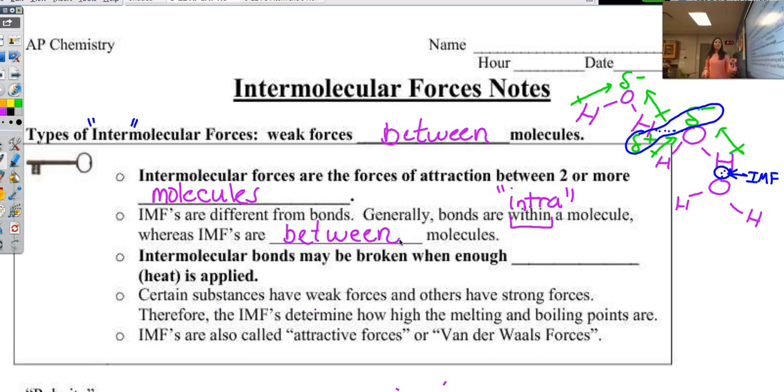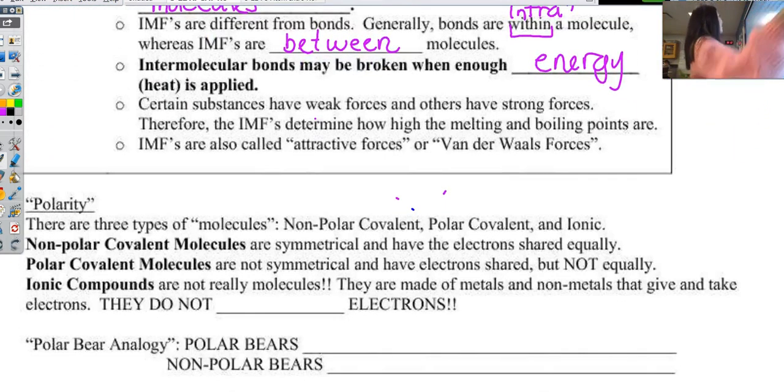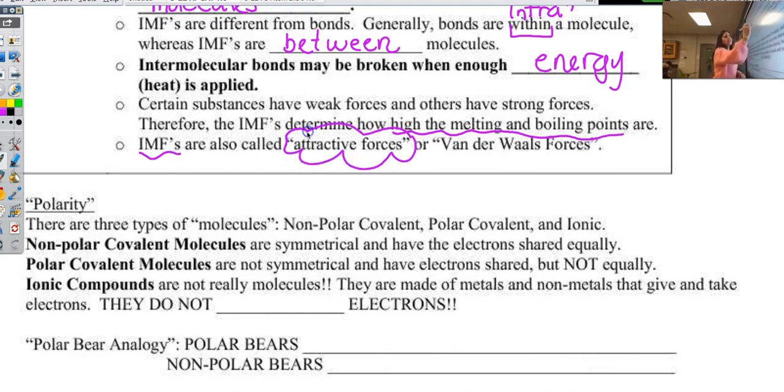Intermolecular bonds may be broken when enough energy is applied. So we know we need energy applied for that to happen. Certain substances have weak forces and others have strong forces. Therefore, IMFs determine how high the melting and boiling points are. This is important: they can also be called attractive forces, and they can also be called van der Waals forces.